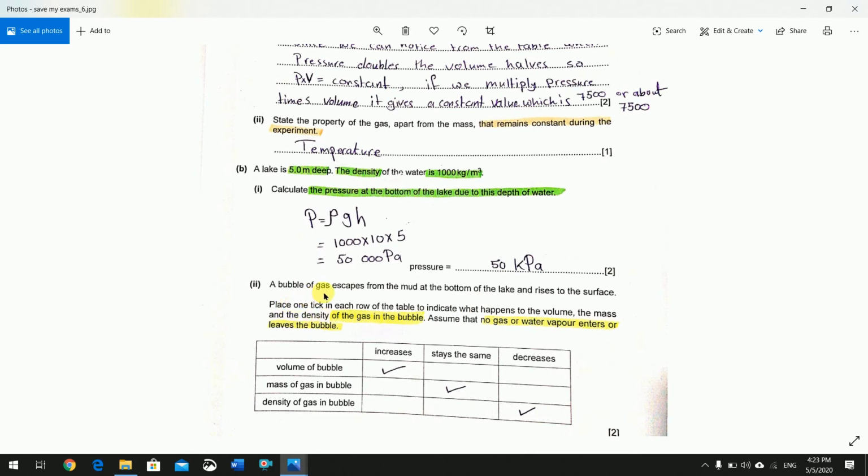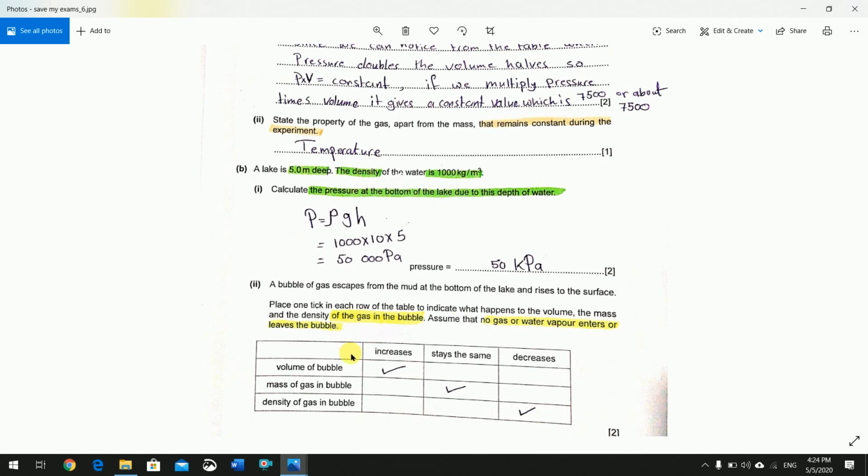Now, a bubble of gas escapes from the mud at the bottom of the lake and rises to the surface. Please place 1 tick in each row of the table to indicate what happens to the volume, the mass, and the density of the gas in the bubble. Assume no gas or water vapor enters or leaves the bubble.